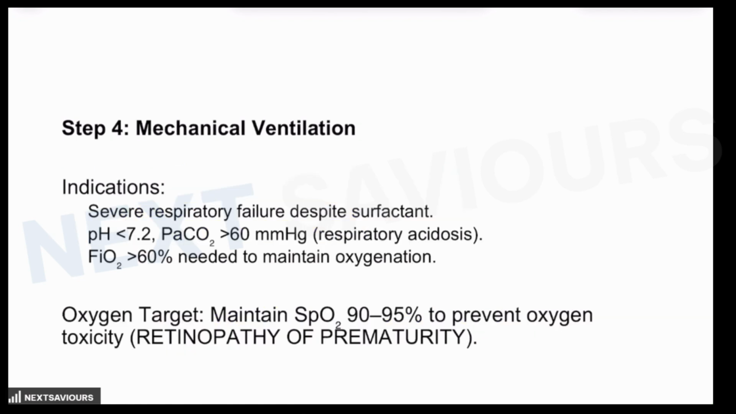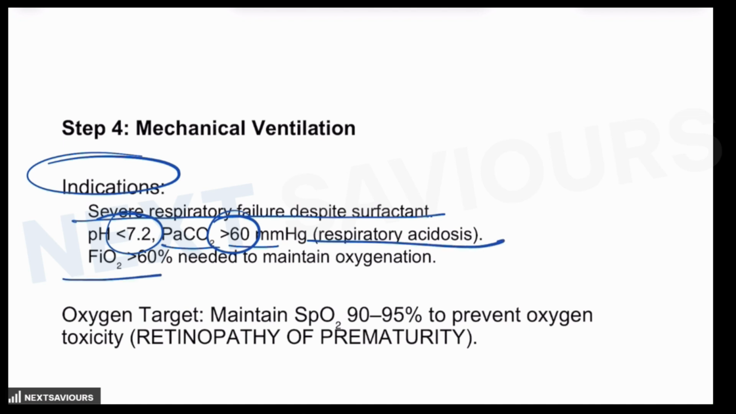Now, mechanical ventilation indications, as we have just talked about: there is a severe respiratory failure despite surfactant being provided, pH remains less than 7.2, partial pressure of the carbon dioxide becomes more than 60 millimeters of Hg. That means the patient is landing up in respiratory acidosis, and FiO2 of more than 60% needed to maintain the oxygenation. Then in that case, mechanical ventilation has to be given by a conventional mechanical ventilation or with a high frequency oscillatory ventilation in case of severe lung disease.